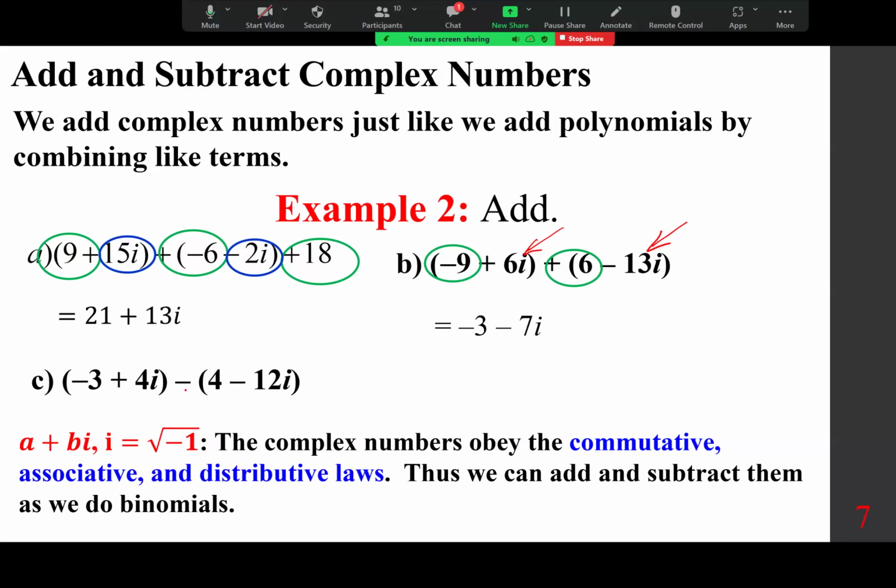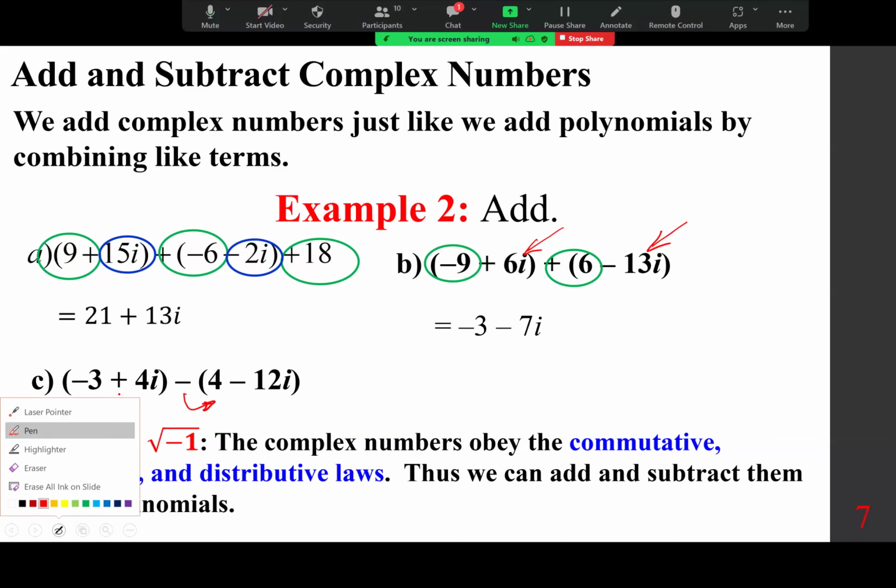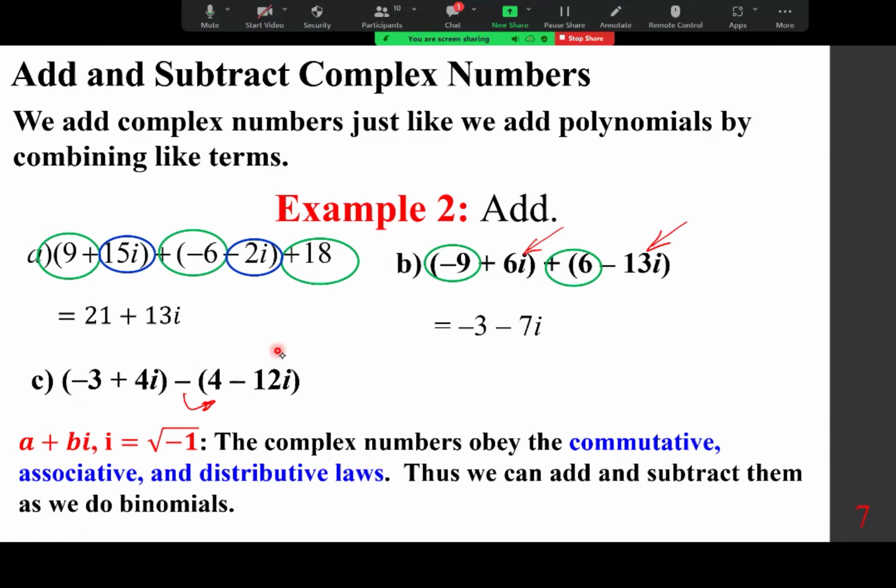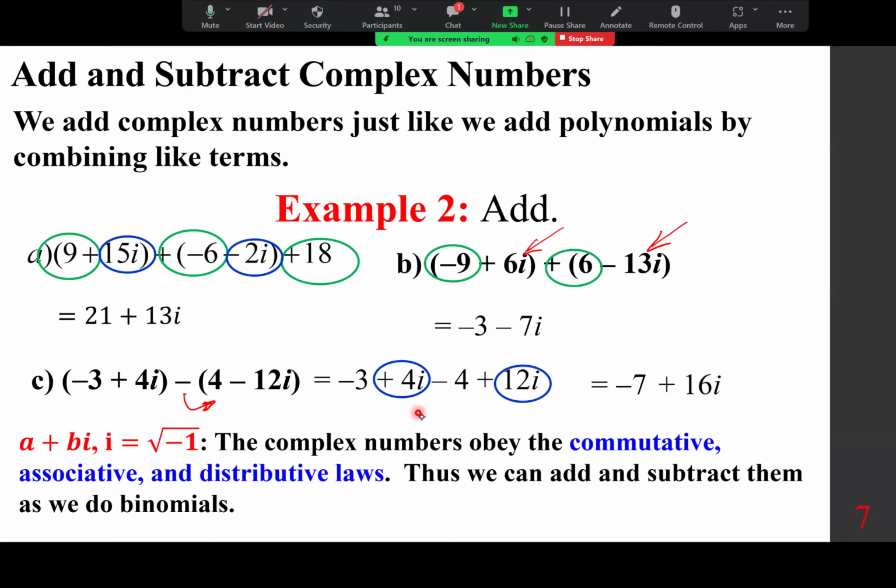However, because this is subtraction, we must distribute first. So we keep this as negative 3 plus 4i. This one becomes minus 4 plus 12i. Negative 3 and negative 4 gives us negative 7. And these two, 4i and 12i, they add up to 16i. So the final answer is minus 7 plus 16i.